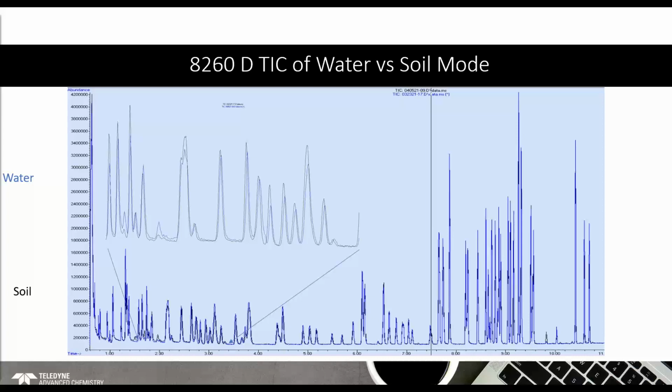Lastly, here's a quick look at the TIC overlaying a 20 ppb water versus a 20 ppb soil via hydrogen carrier gas. As you can see, we still receive similar responses and retention times. Slightly higher response because of the heating method and parameters used during the soil method, but still similarities.